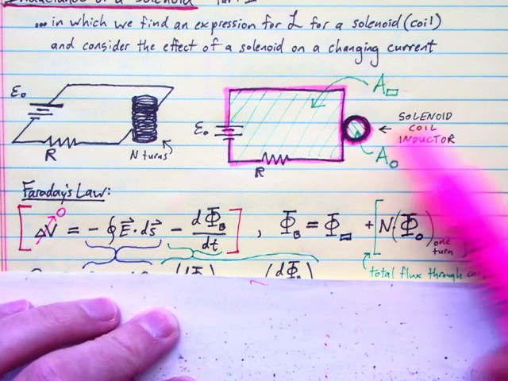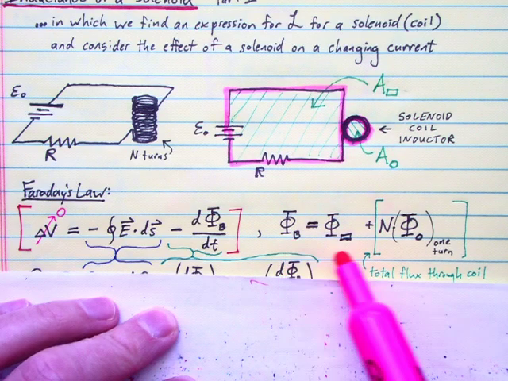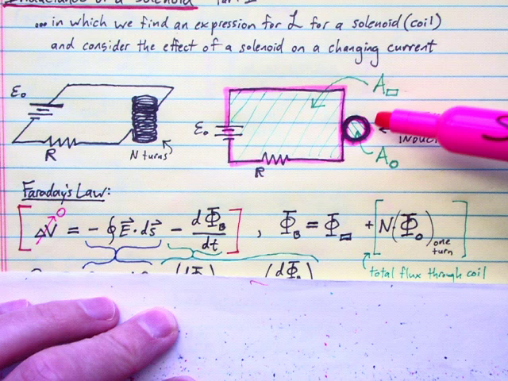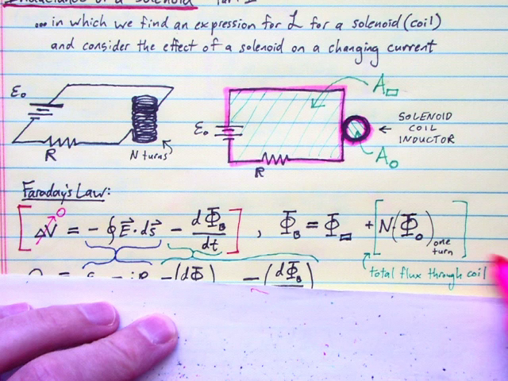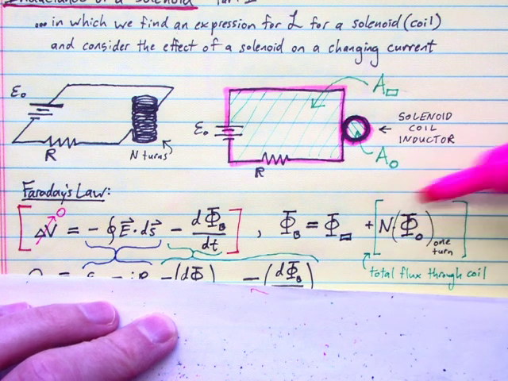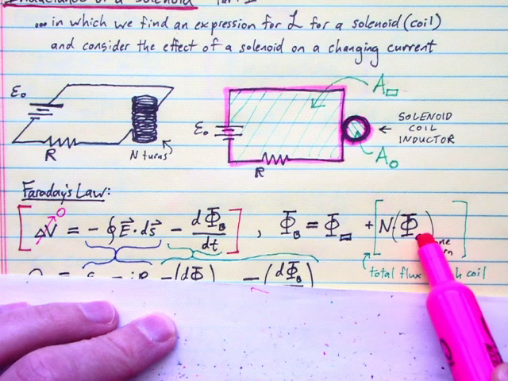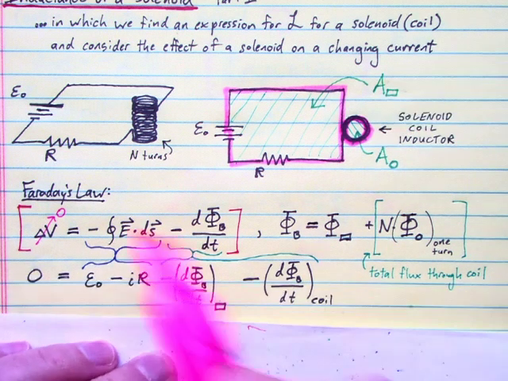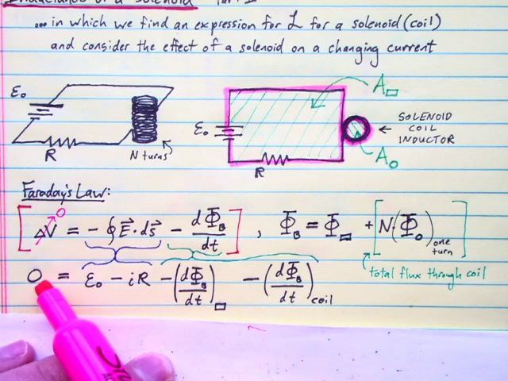Okay, so the total flux through our Faradian loop would be the sum of the flux through the rectangular area plus the flux through all N of these circular areas. So the total flux through the coil we represent like this, N times the flux through one turn of the coil. That circle there is to indicate the circular cross-sectional area of our coil. Applying Faraday's law to this loop, going all the way around, the delta V is 0. We end up at the same V where we started.